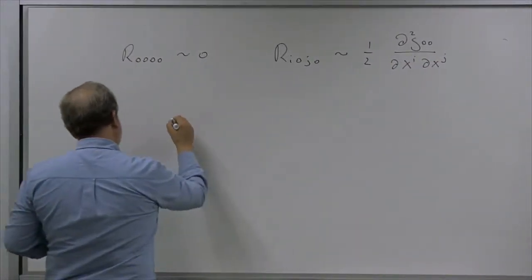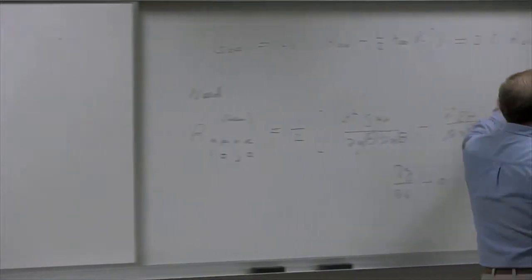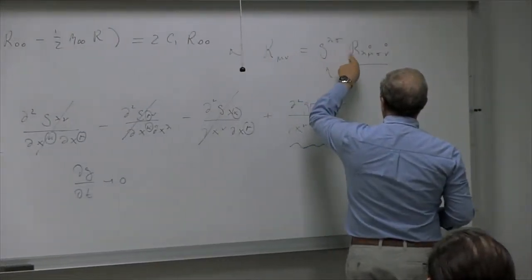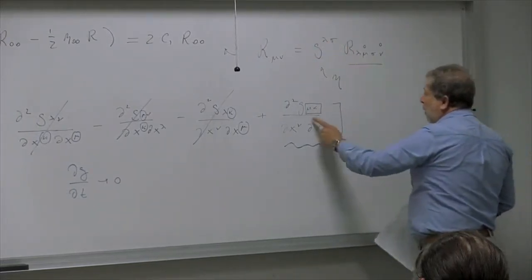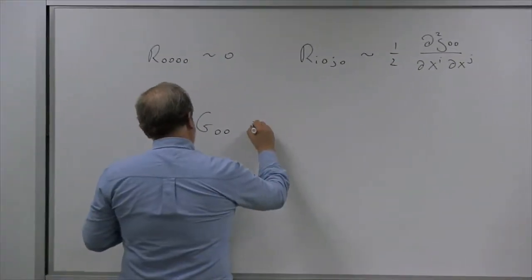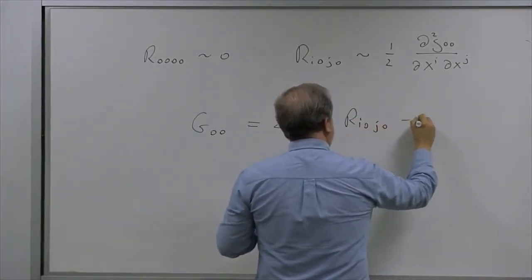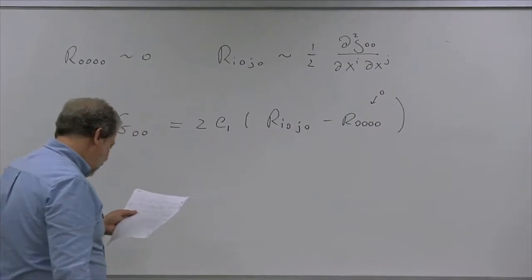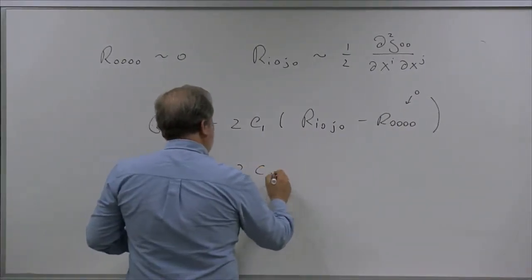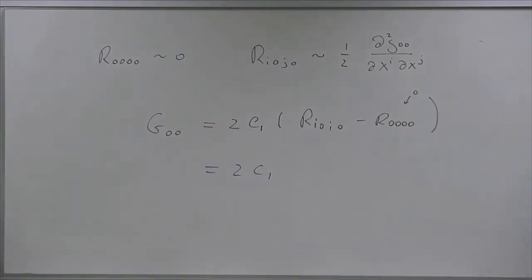So that leads us to conclude that the G naught naught, the capital G naught naught, which is up to a constant equal to dR naught naught, where dR naught naught is just a contraction of Riemann, where this is essentially a unit matrix, so it doesn't do anything, is just this object here, which has only one leftover term, which is what we just wrote. So this is essentially equal to 2c1 times R i0 j0 minus the R naught naught naught naught, which is 0, right? And so this is equal to 2c1. Now, sorry, the other thing is that these two indices are the same, because we are doing a contraction.